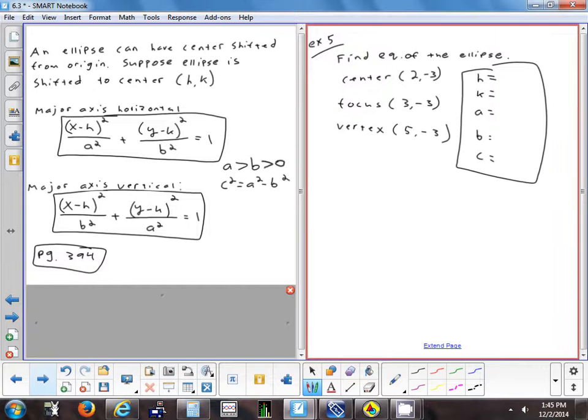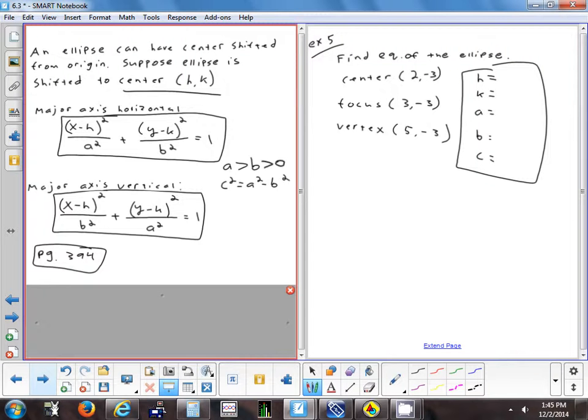Okay, so let's try the same thing we did before, except now there's 5 letters you need to find. h, k, a, b, c. We've been doing a, b, c all along, now we just have to find h and k. What are h and k again? They're the coordinates of which special point? No, h and k aren't a vertex. They're the center. So an ellipse shifted to have a center of h comma k.